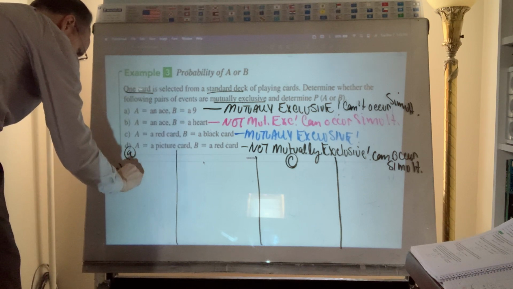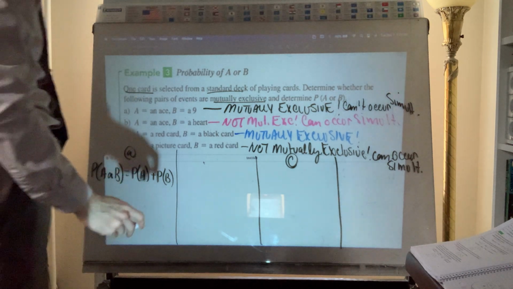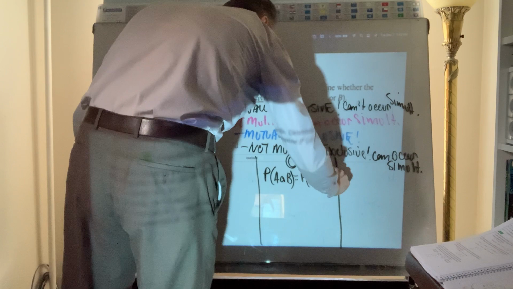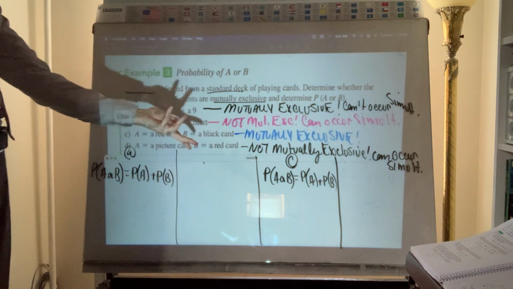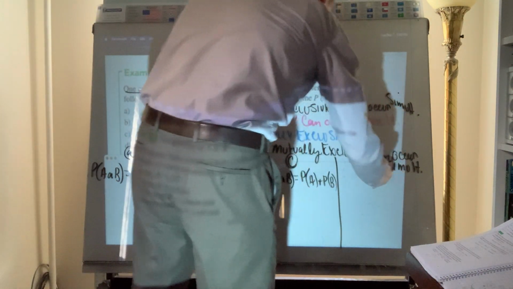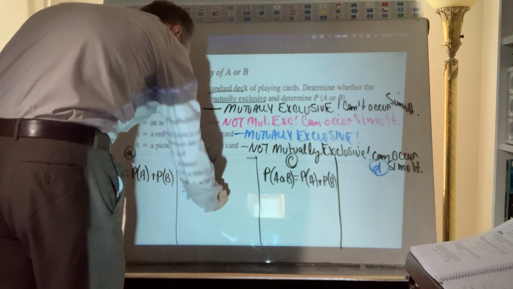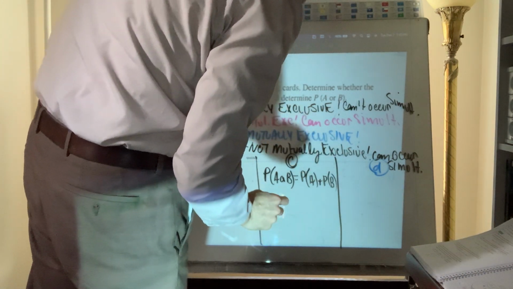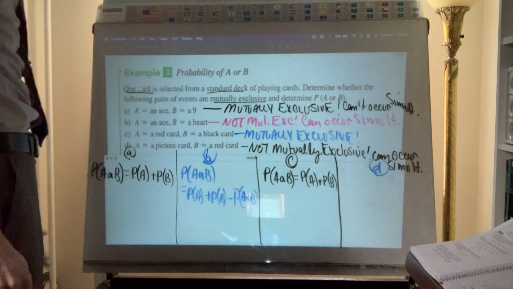A or B is equal to the probability of A plus the probability of B. And the others, B and D, are going to be not mutually exclusive, so they'll have the extra term tucked into them. So this is going to be the probability of A or B is equal to the probability of A plus the probability of B minus the probability of A and B. I'm just using that little symbol for and in this context here.